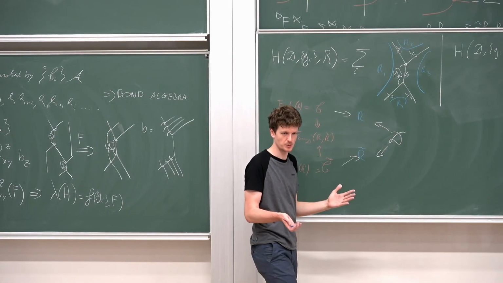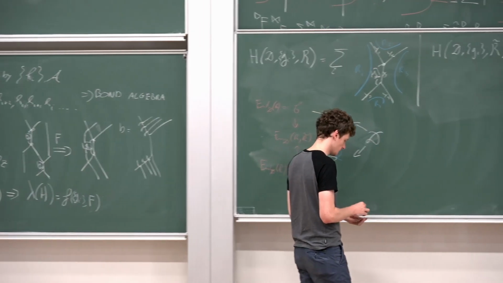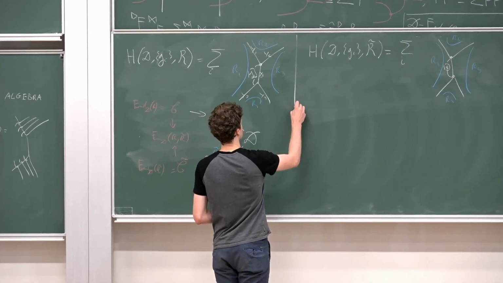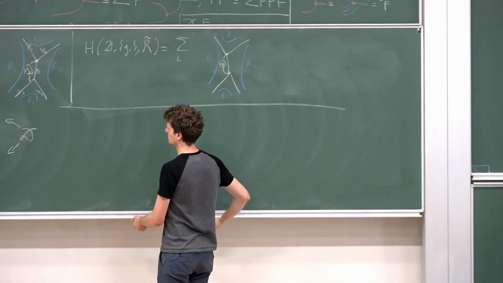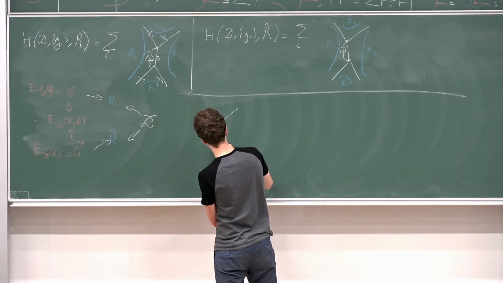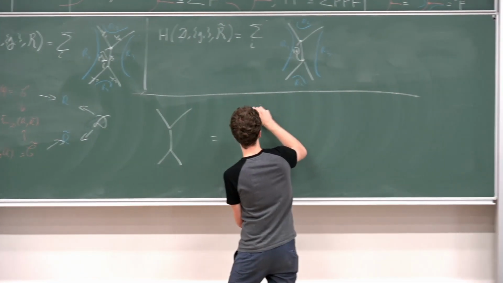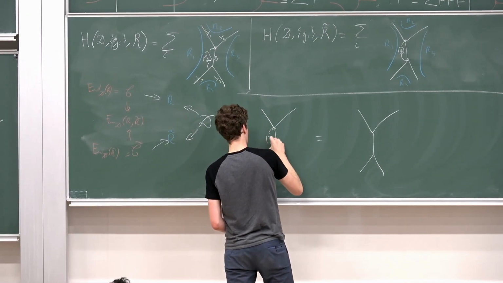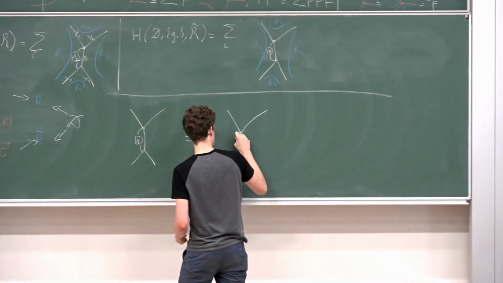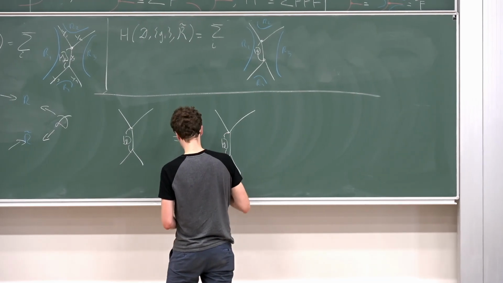This is something that you can explicitly compute. So what this gives you is an explicit operator that takes you between these two Hamiltonians. So this thing here, G, this thing here, G.